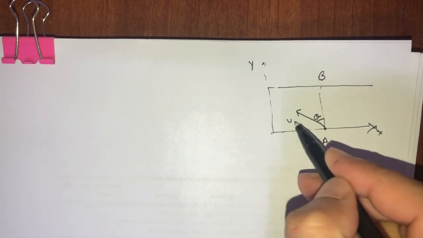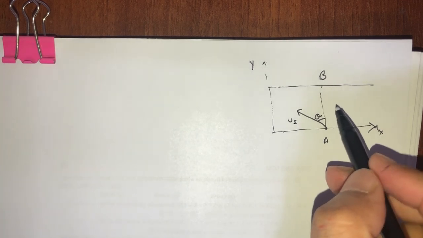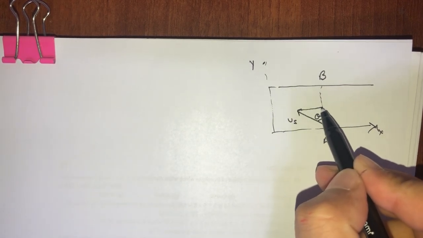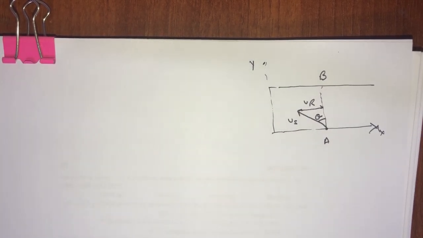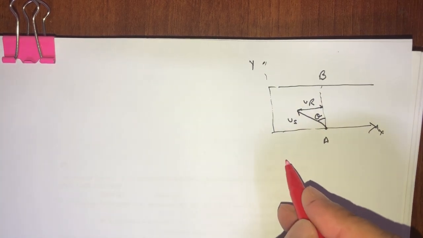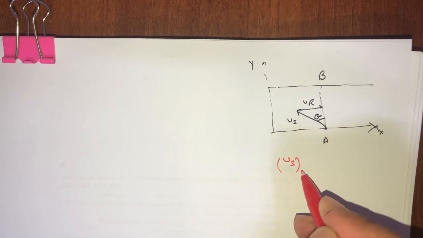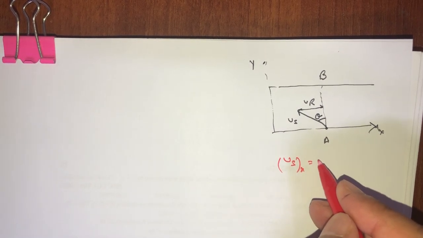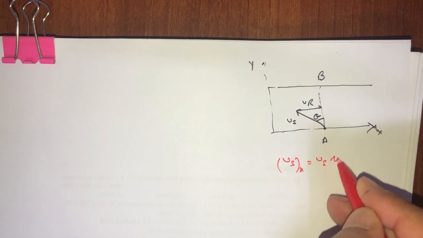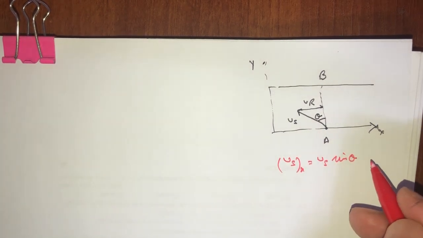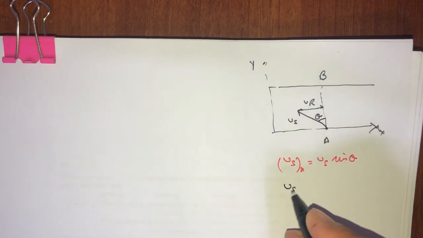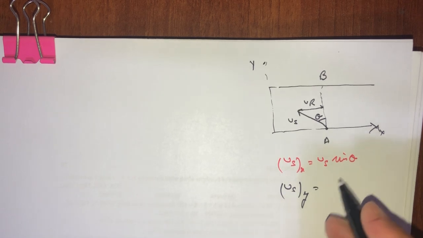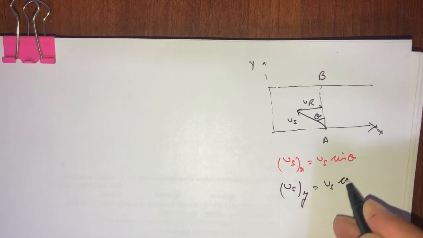So let us call this Vs, and we have the velocity of the river in this direction, that is Vr. Okay, so we can divide the velocity of the swimmer into two components. One component will be the x component, that is Vsx, will be given as Vs sine of theta, and we have Vs in y direction, that will equal Vs cos of theta.